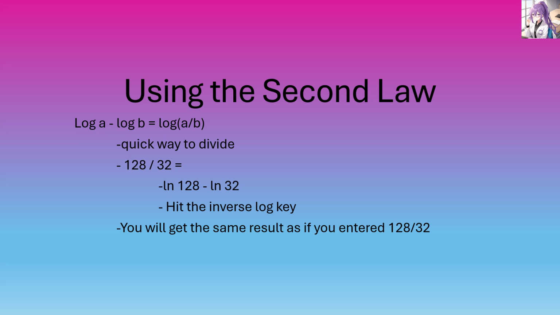So this law is that the log of a minus the log of b is equal to the log of a divided by b so long as b does not equal 0, and this is essentially a quick way to do division. So let's say we want to do 128 divided by 32. We just hit log of 128, then hit the subtract key, hit log of 32, and when we get the answer, we hit the inverse log key. And that will be the same result we would have gotten if we divided 128 by 32.